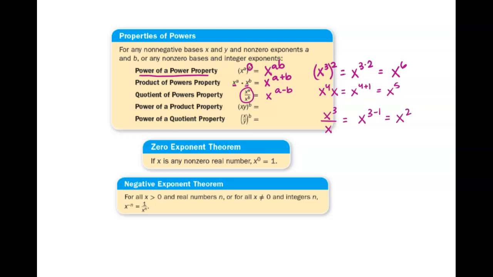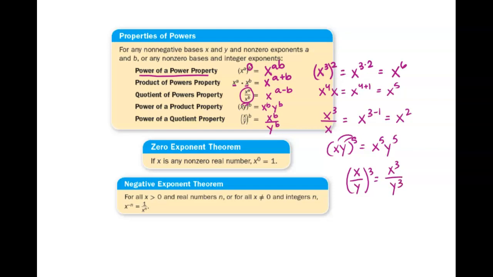Power of a product, basically it distributes. So x will be to the b and so will y. So (xy)^b is x^b y^b. For example, (xy)^5 will give you x to the 5th, y to the 5th. Again, distributes. Power of a quotient, this also distributes. So (x over y) to the power of b gives you x^b over y^b. For example, (x over y) cubed is x cubed over y cubed.